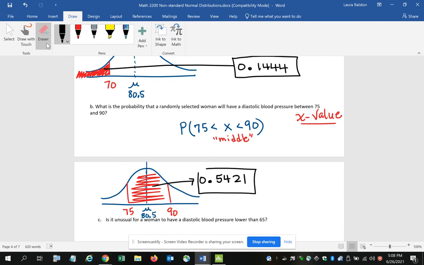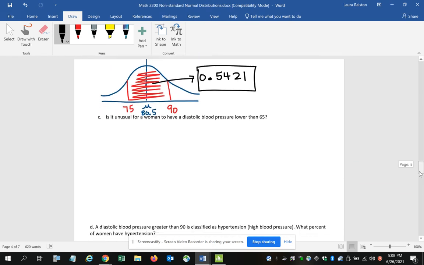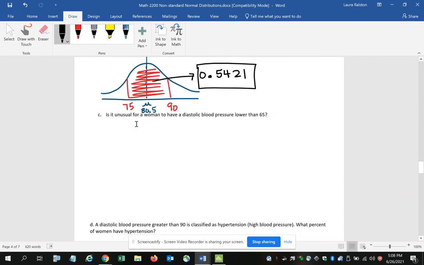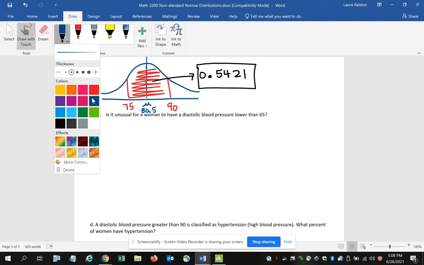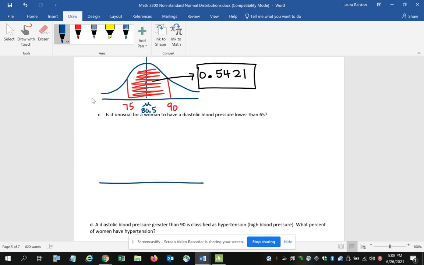Now, the next question might throw you off because it doesn't really say find a probability or find an x value. But guys, think about it. Is it unusual for a woman to have a diastolic blood pressure lower than 65? Notice this is an x value. It's not a percentage. And the idea of being unusual is related back to probability. So it really is asking you for the probability.